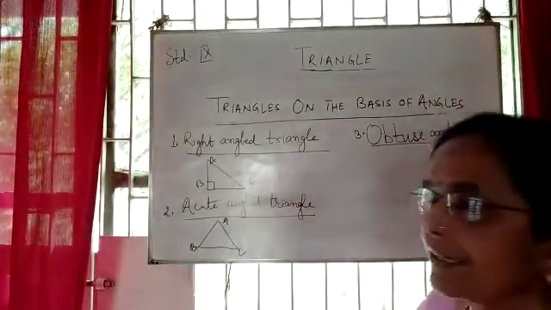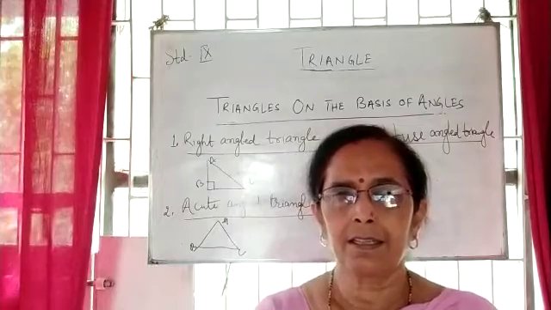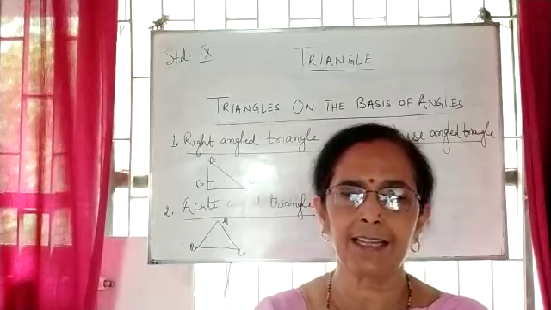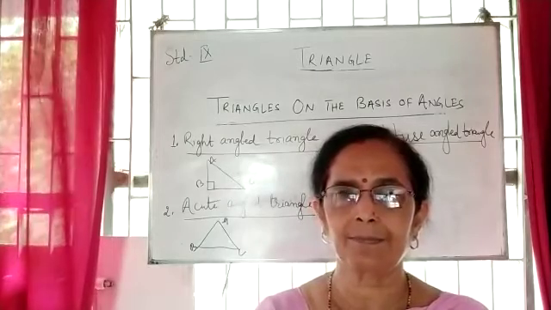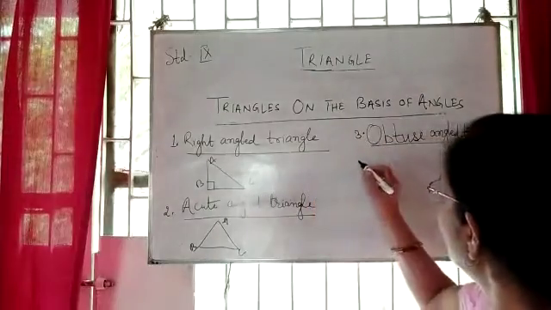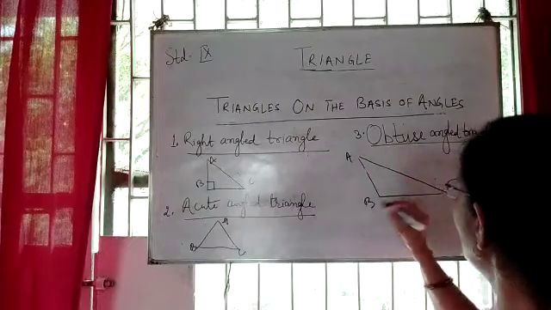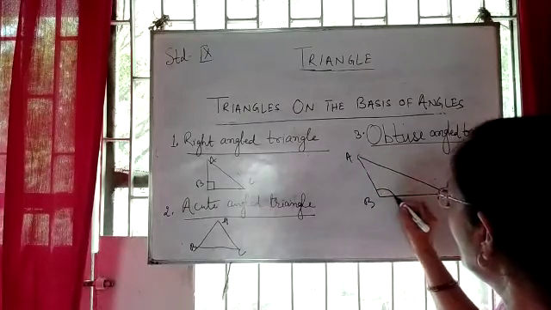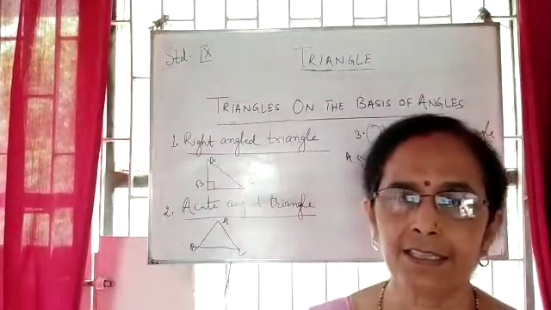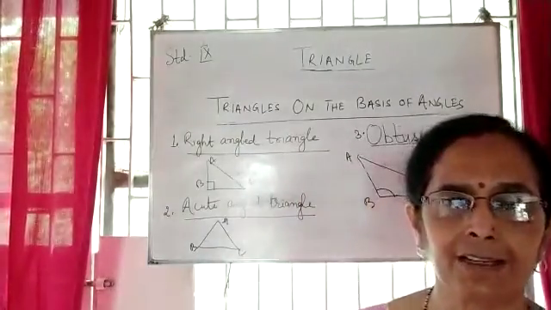Now the third triangle is obtuse angled triangle. A triangle in which one angle is more than 90 but less than 180, then it is an obtuse angled triangle. Now see here, it is a triangle ABC. Here angle B is greater than 90 degrees but less than 180 degrees. So the triangle ABC is an obtuse angled triangle.